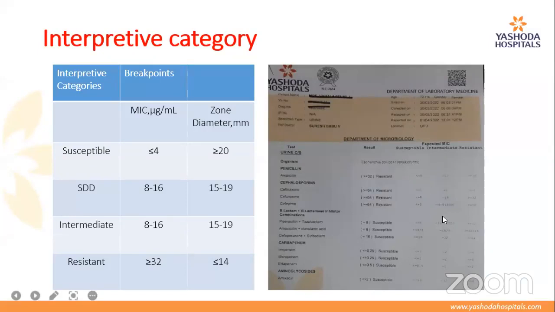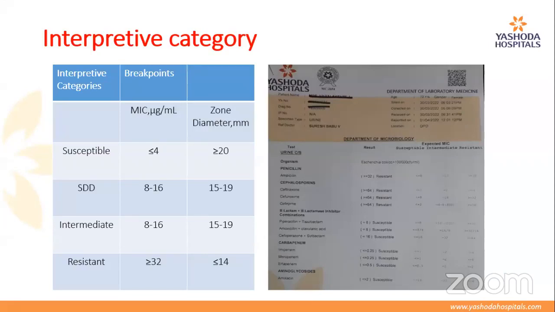Here this is SDD. For cefepime, SDD is available only for the Enterobacterials group. SDD is available in 3 values: 2 SDD, 4 SDD, and 8 SDD. According to this interpretation, we need to change the dose or frequency of the antimicrobial so that it will be effective.